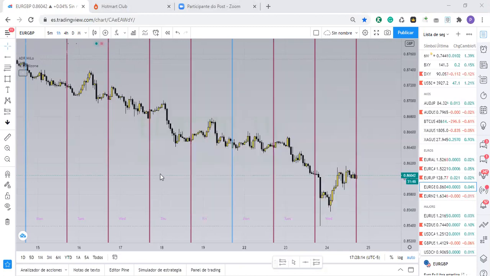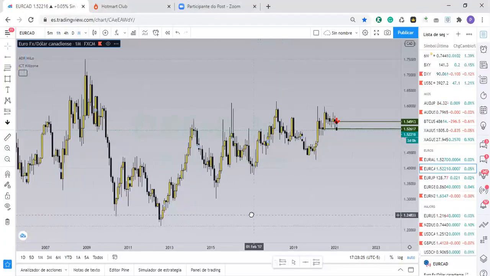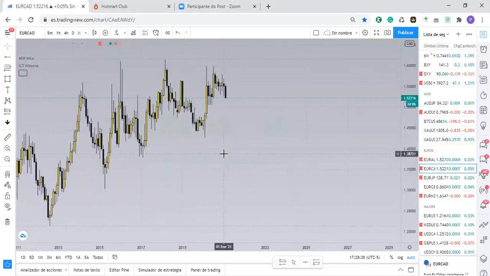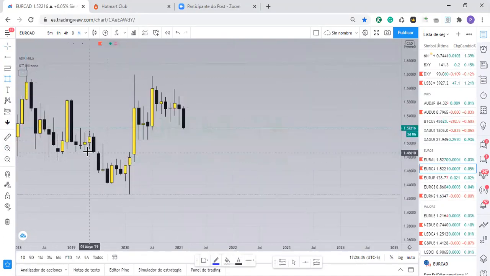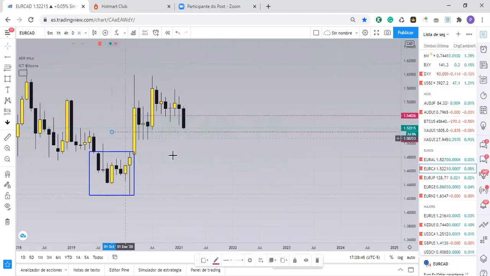Where are you? EuroCAD, of course. Let's see an example in EuroCAD. Which is your initial consolidation in EuroCAD? You tell me. Here. This is the consolidation from which the up move goes. Where is the price going to retrace? Black candle. Maybe a retrace here to this reaction on monthly to come up and then go down.